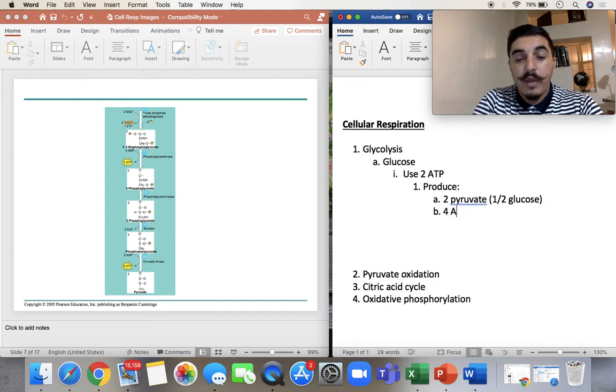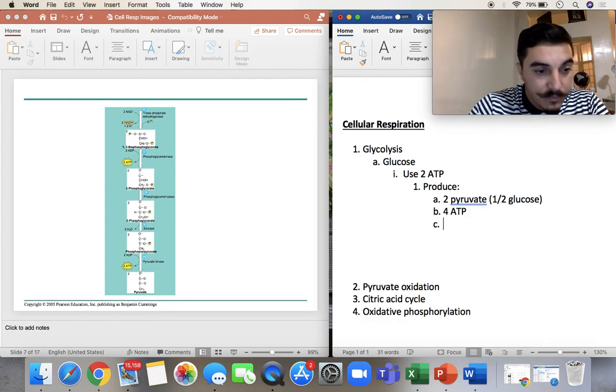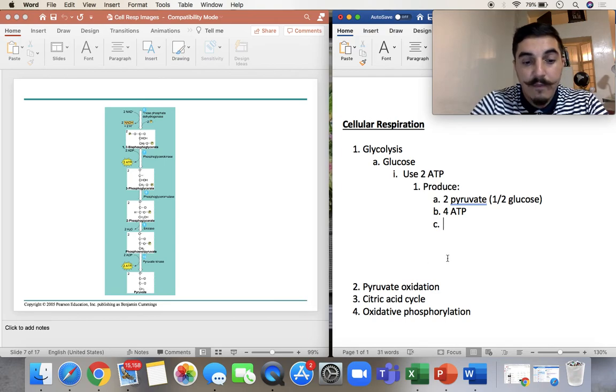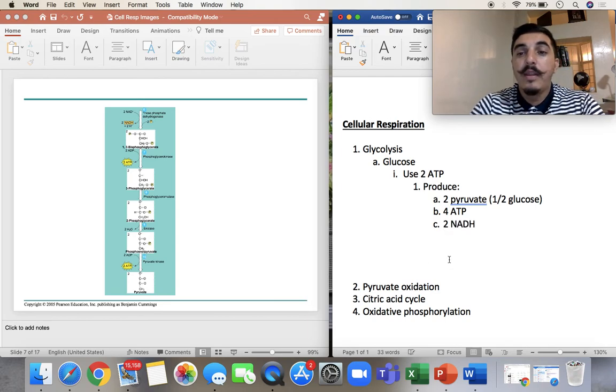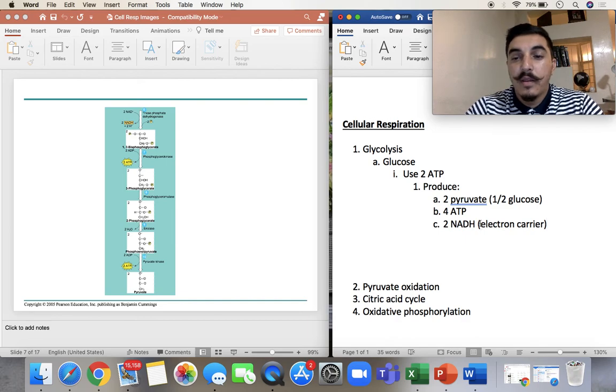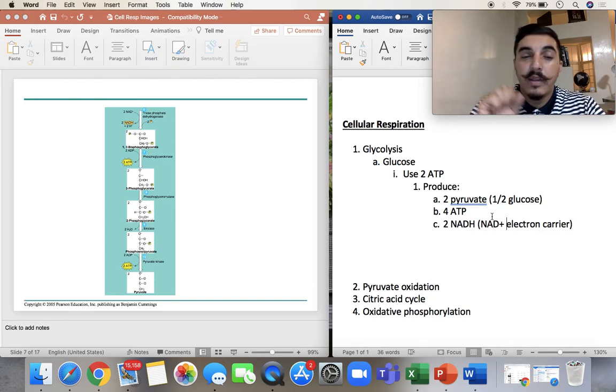We also produce 4 ATP, and we have 2 NADH. NADH and NAD are what we call electron carriers. Let me write it on the side. These NADs, it's mainly NAD plus, are the electron carrier. When it grabs a proton, or an H plus, it's going to carry it somewhere else, and we'll talk about why that's important in the last step. That's our NADH. Another one can be FADH2, but we're only going to focus on NADH first.